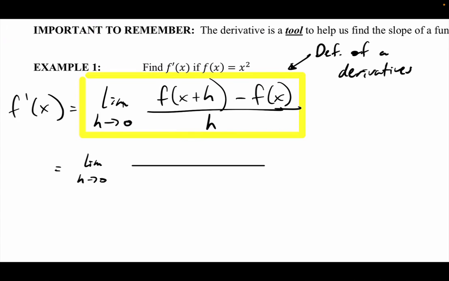The bottom is going to stay the same. It's just going to be h. The top is where we're going to use this guy here. Okay. I always start at the end. What is f of x for example number 1? X squared? So we're going to put x squared there. That's where I always start. Minus x squared. I always start there because that's just the original function. The original function is x squared.